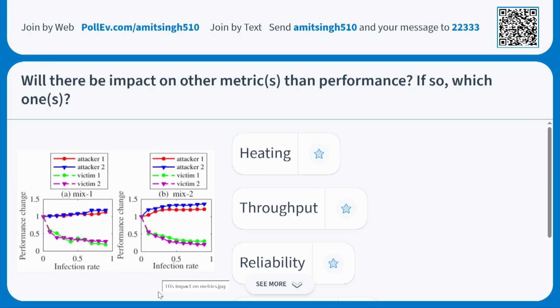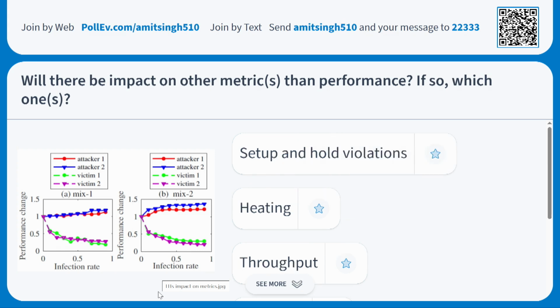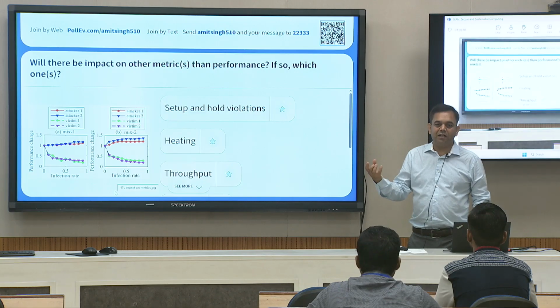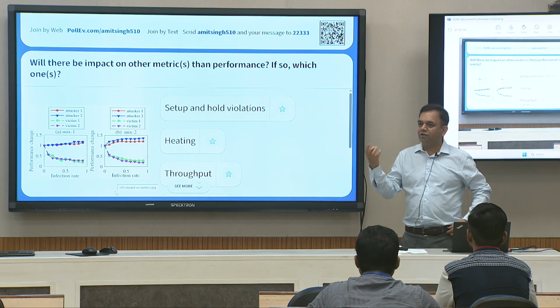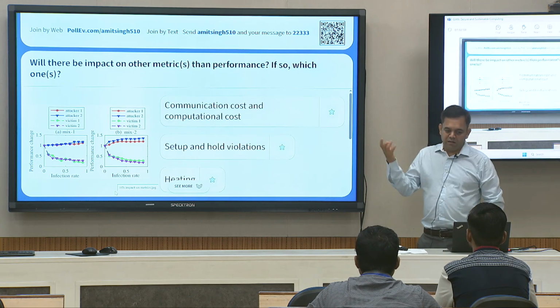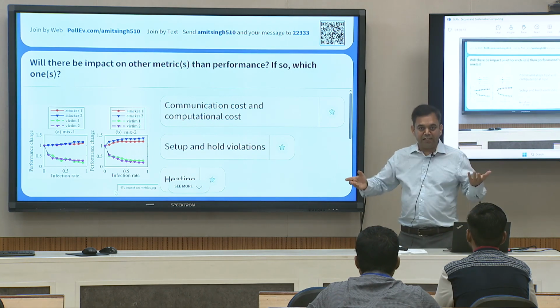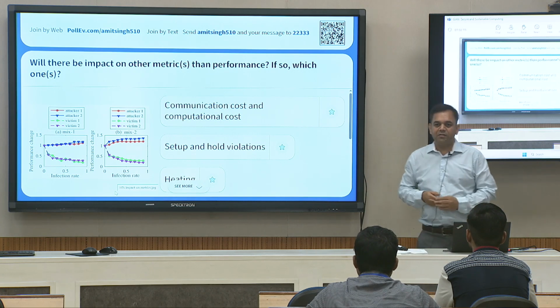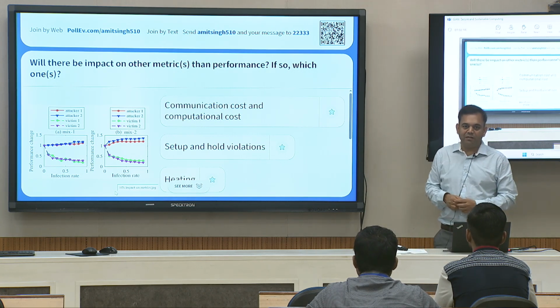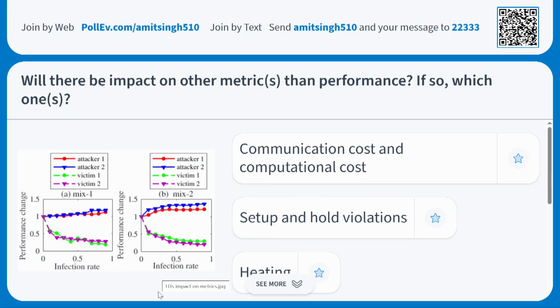Reliability, that could be an interesting one. This trojan can cause some reliability issues as well, because it's just sitting in the middle and doing something extra unnecessarily. That means using part of the chip more and more. So it can basically cause some kind of heating of the chip, or something else. So it can make the whole system less reliable. Okay. So heating, I think we covered.